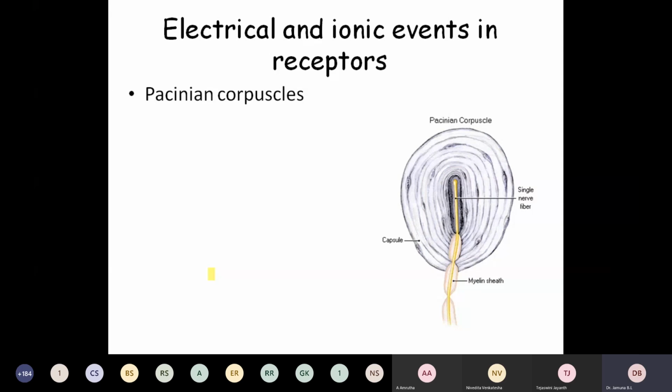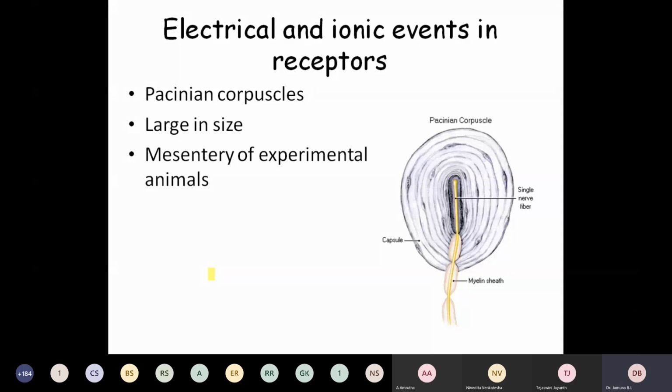Now, coming to the electrical and ionic events which occur in the receptors. How is it happening? For that, the Pacinian corpuscle is taken, because this is the largest cutaneous receptor, large in size, and it is present in experimental animals. They are taken from the mesentery of the experimental animals and isolated. These have a myelinated nerve ending here. Because in this Pacinian corpuscle, a myelinated nerve ending is there. That is the actual receptor.